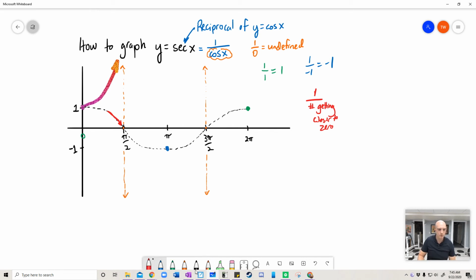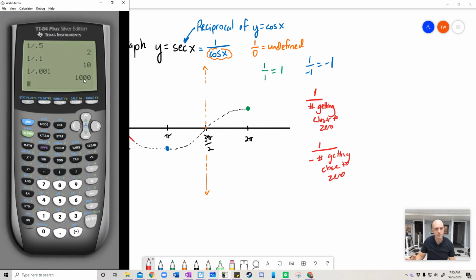Now what happens if I approach pi over 2 from the other side of it, from the right of it? Well, now my y values are still approaching 0, but this time they're negative. So just think about it. If I divide by a negative number getting close to 0, well, then I'm just going to get a very large negative number. I don't like saying that, but it makes sense. So if I divide by negative 0.5, well, now I have negative 2. If I divide 1 by negative 0.1, I get negative 10.